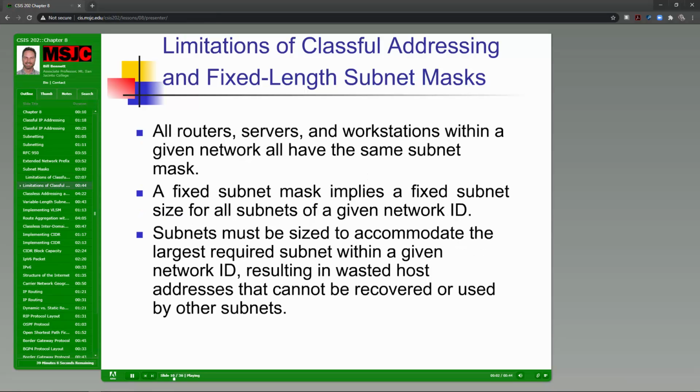Some other limitations: routers, servers, workstations within a given network would all again have the same subnet mask. A fixed subnet mask implies a fixed subnet size for all subnets of a given network ID. Subnets must be sized to accommodate the largest required subnet within a given network ID. So if you had a segment that required, say, 1,024 hosts in the old way of doing things, then all segments would have to have 1,024 hosts, although again you may only be using 10 devices on that particular segment. So it obviously resulted in wasting a lot of host addresses that can't be used elsewhere.